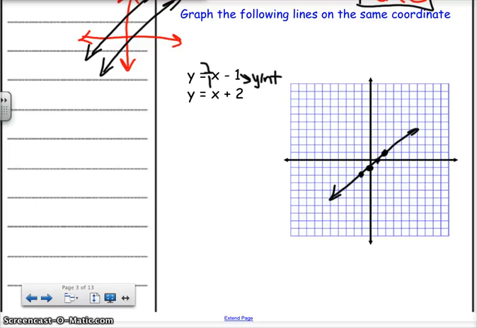The next line, y equals x plus 2. This is the y-intercept. The slope is 1 over 1. So I graph the y-intercept first. That's at 2. And then my slope is 1. So I go up 1, over 1, up 1, over 1, down 1, other way 1. Are these lines parallel? Yes.